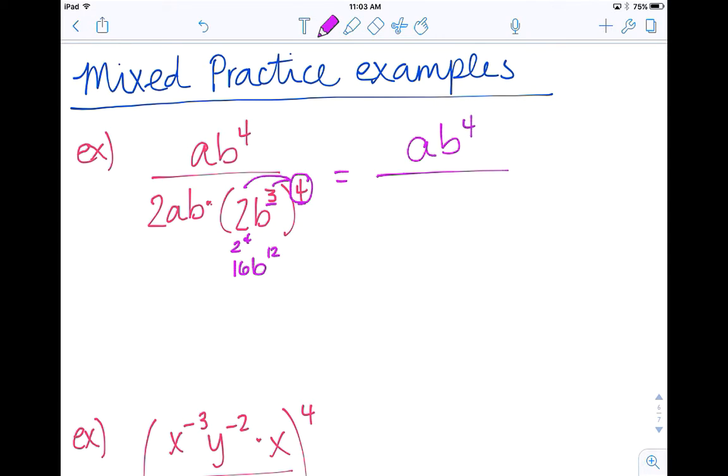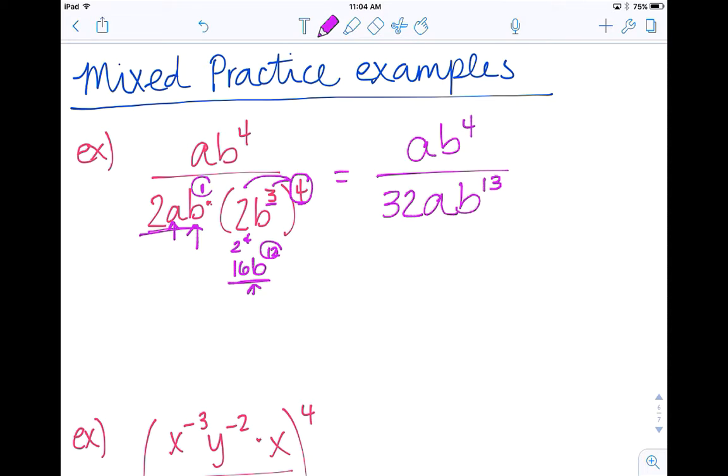Now that we've simplified that smaller set of parentheses, we can combine our two terms together. When they're on the same side of the fraction, that means we multiply our coefficients and add our exponents. So we'll multiply 2 times 16 to get 32, and then we'll add any like variables. There's only one a term, so we'll keep the a, but we do have two b terms here, so we'll add those exponents together. So 12 plus 1 gives us 13. Let's clear that up.